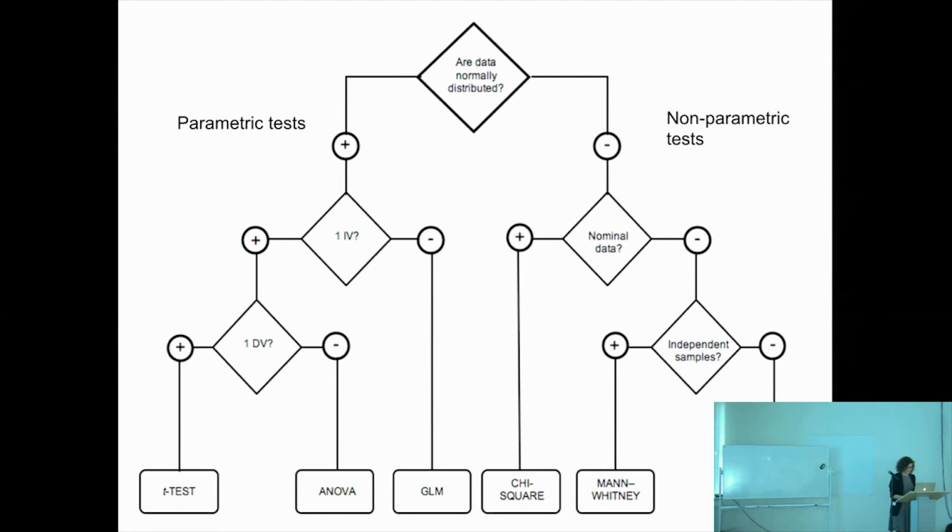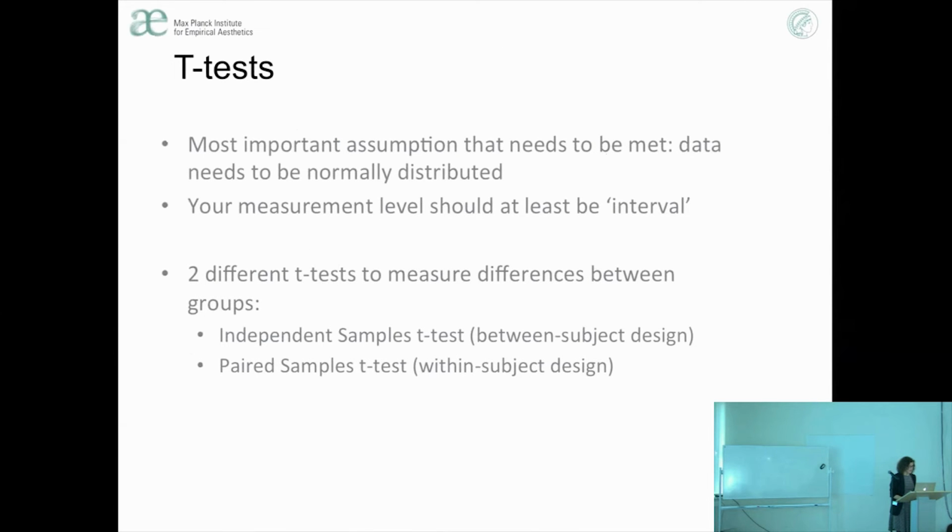Okay, t-test. The most important assumption here, like I said, is that your data needs to be normally distributed, and apart from that, your measurement level should at least be interval. So Berenike told you yesterday about different measurement levels. Interval is when you use scales, for example Likert scales, from 1 to 7 or 1 to 5, it doesn't really matter what the range of the scale is. If it's a scale, it's interval, and you can use a t-test.